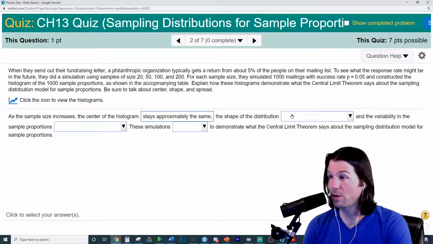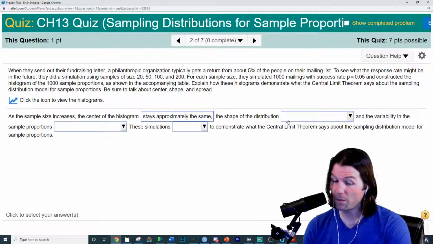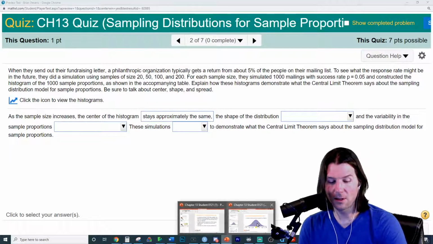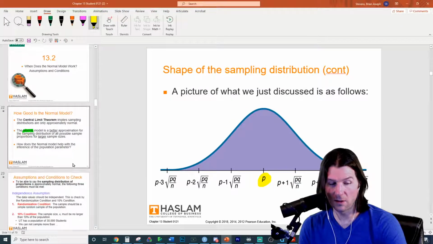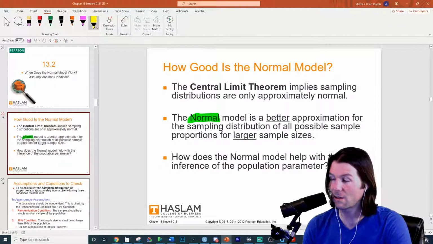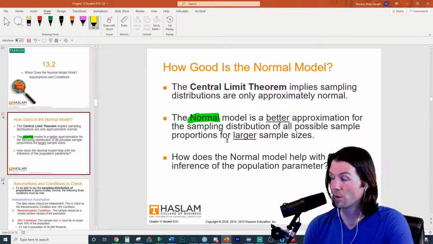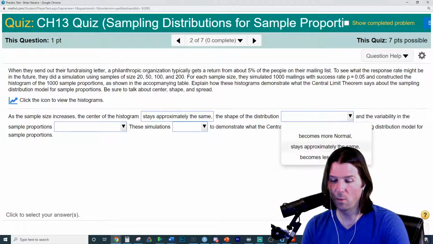The shape of the distribution is going to do what? The shape of the distribution, and this is very, very important, as the sample size increases, and this is the central limit theorem, will become more what? Something we need to understand that the central limit theorem says is that it's going to become more normal as the sample size increases. For larger samples, we're going to see that it becomes more normal. Yep, so it's going to become more normal.